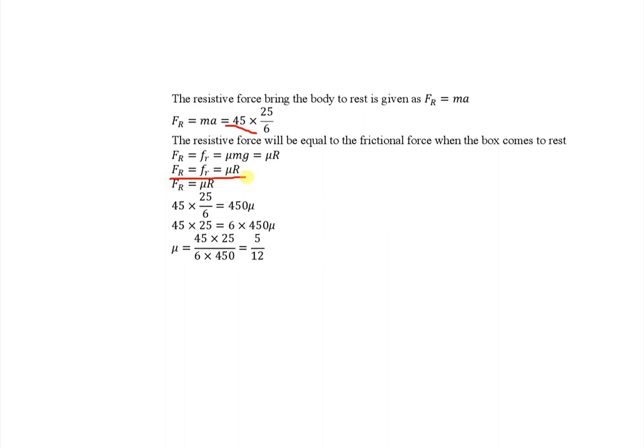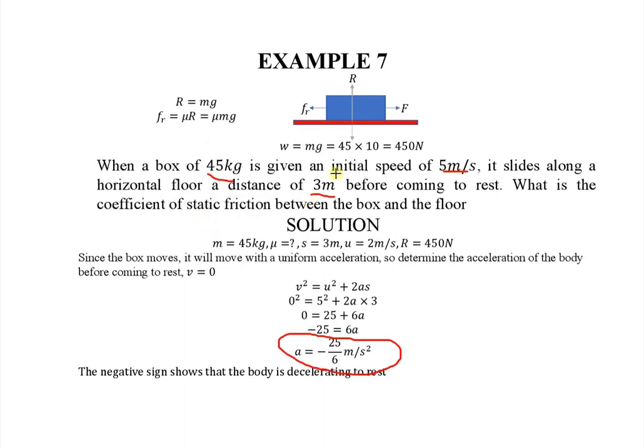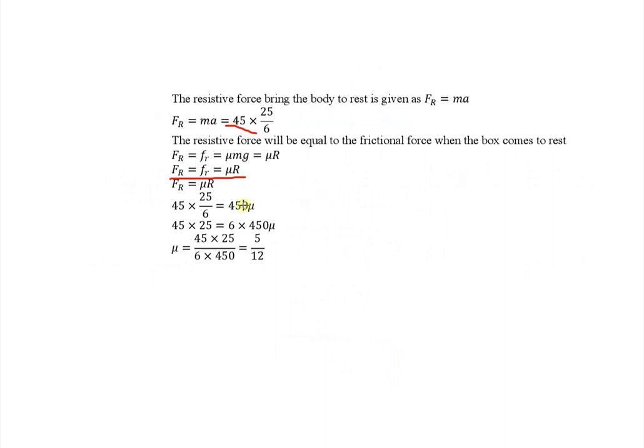That gives us this relationship: resistive force equals frictional force, which equals μR. Now the resistive force is 45 times 25/6, and the normal reaction is 45 times 10. That is, the mass of the body is 45 and the acceleration due to gravity is 10. That gives us 450. So we have that 45 times 25/6, which is the resistive force, equals the frictional force, which is μR, where R is 450. So we get our μ to be 5/12.